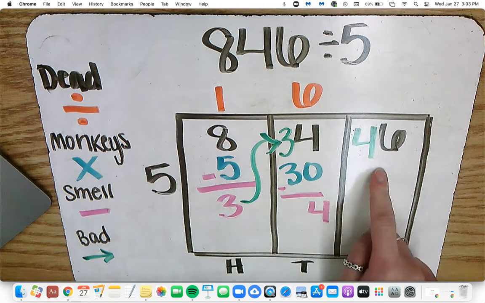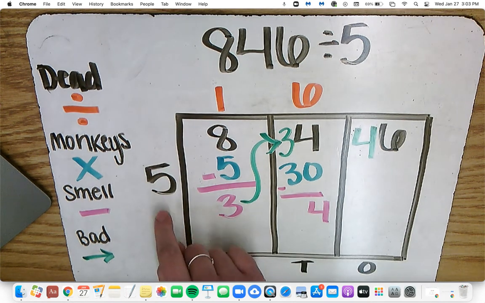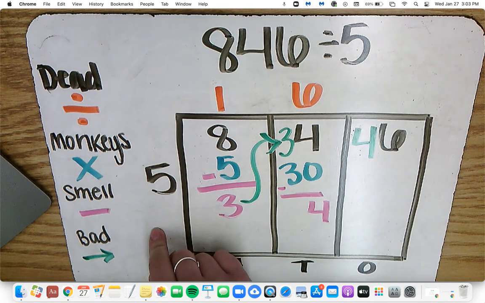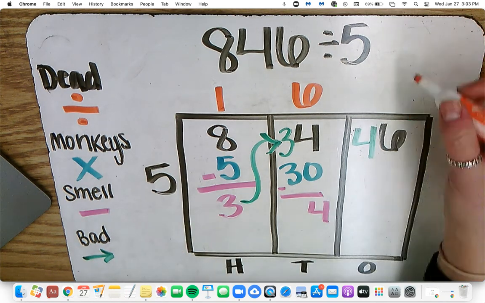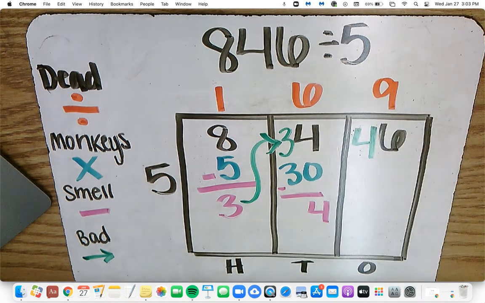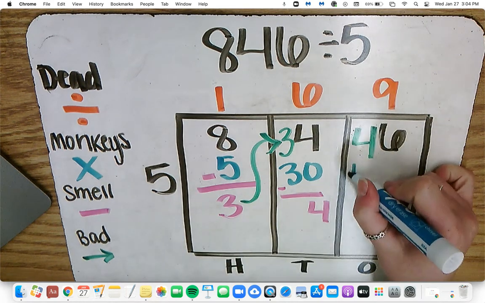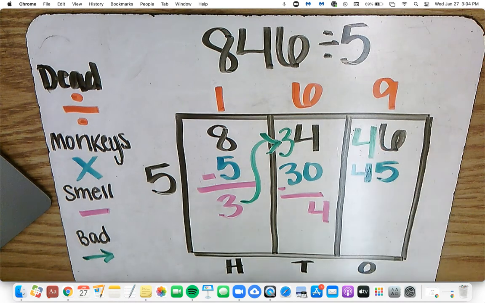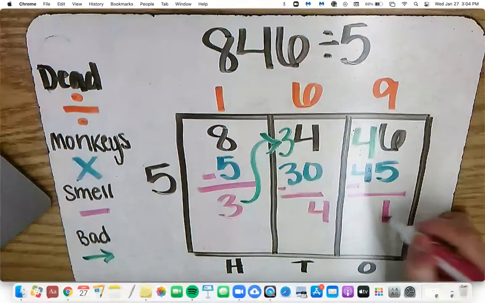Let's divide. 46 divided by 5. I know that 9 times 5 is 45, which is as close as I can get with 5s. So 46 divided by 5 is 9. Now it's time for me to multiply. 9 times 5 is 45. Gotta subtract because those dead monkeys are smelly. I get 1.